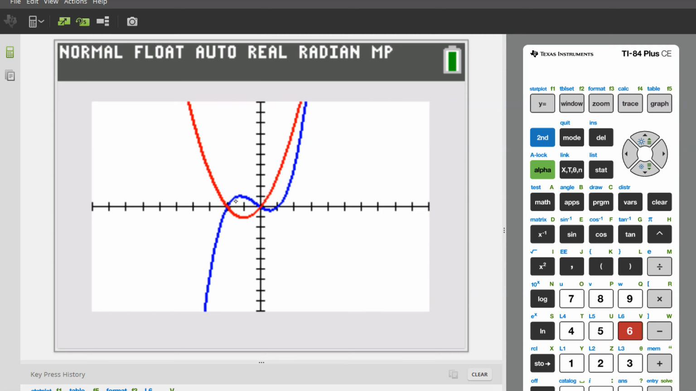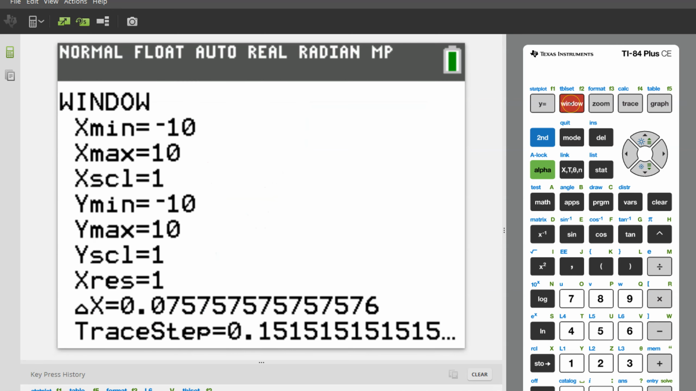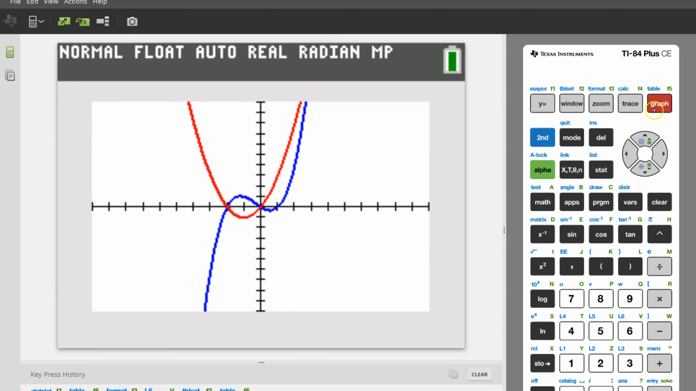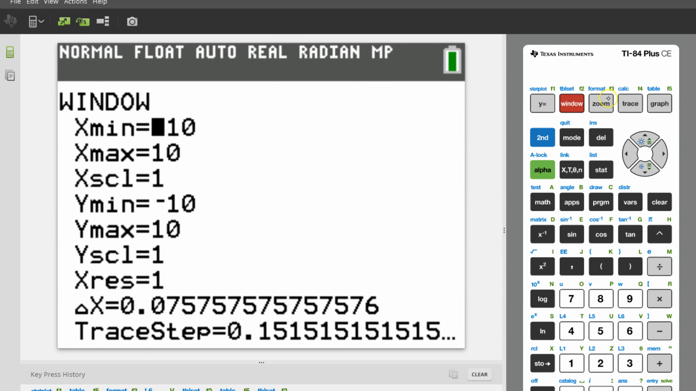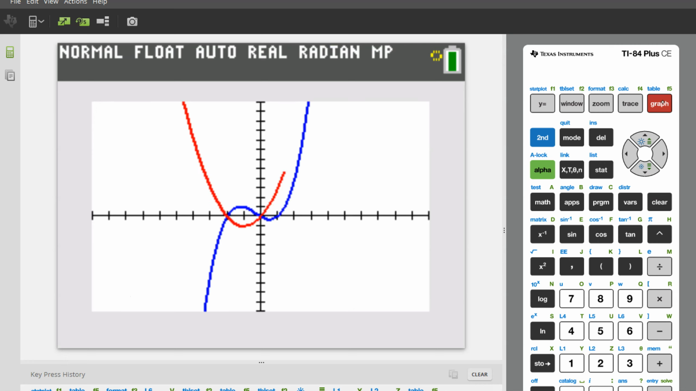So what we're going to do is press window, and we're actually going to adjust our window. So let's press window. And we want to see, if you look at the graph, you can always go back to graph. We want to see higher on the y-axis so that we can see that intersection point. So go window, and I'm going to go to my y max. I want to see higher. Maybe 12. Try that. Press graph.